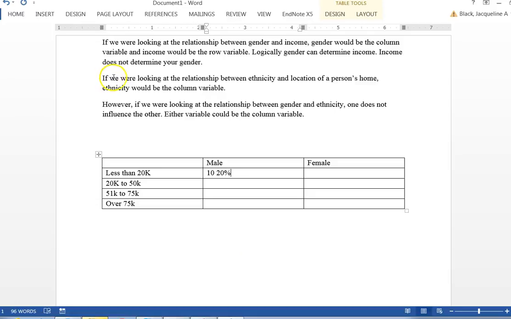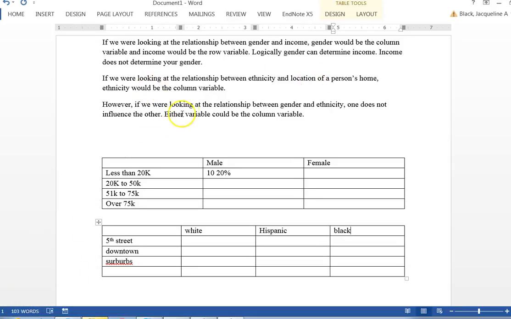Here, if we were looking at the relationship between ethnicity and location of a person's home, ethnicity would be the column variable. If we're looking at ethnicity and location, of course you would need more columns, but here you would have your ethnicity as your columns, and the location of a person's home would be your rows, because location doesn't determine ethnicity.